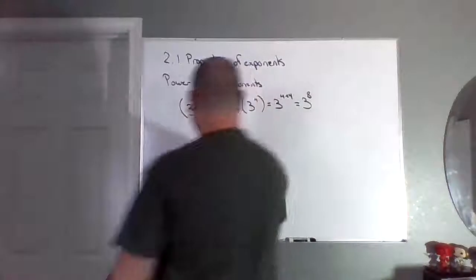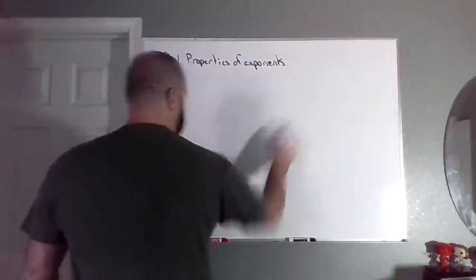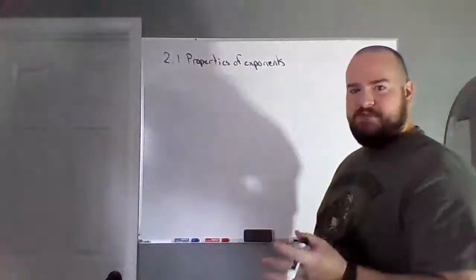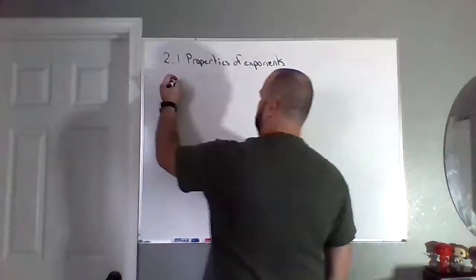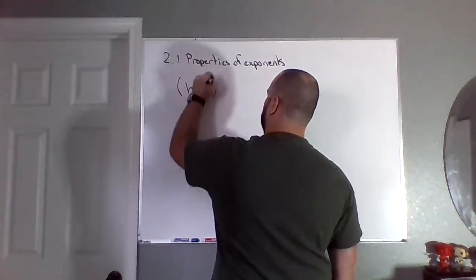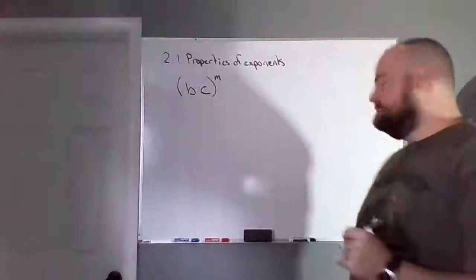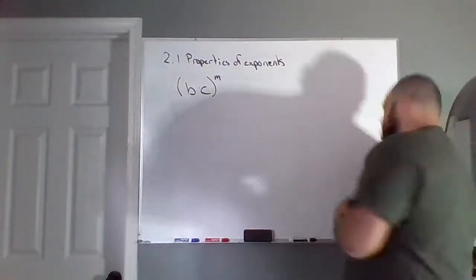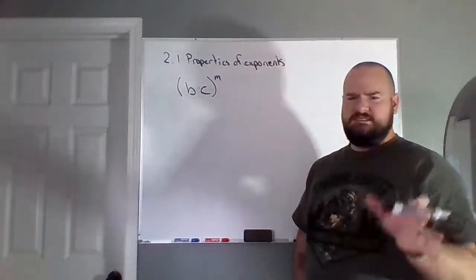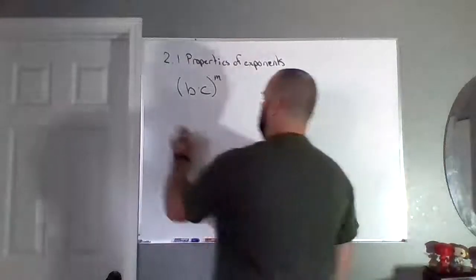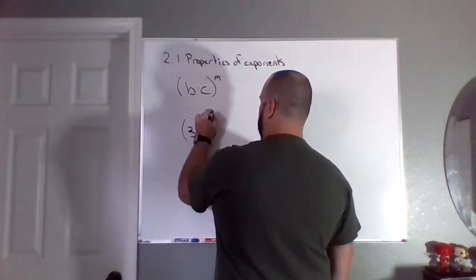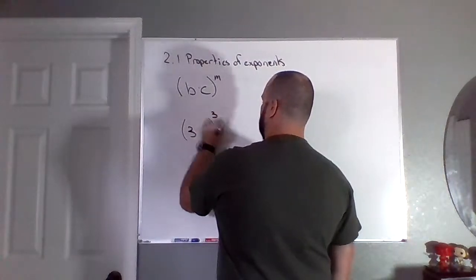Now, what if I have multiple bases going on? So let's look at that. So let's look at, what if I have, say, b times c to the n. Well, it's a big general thing. Let's get a specific example to figure this out. What if I have, say, 3 times 4 cubed. I don't want to write too much.